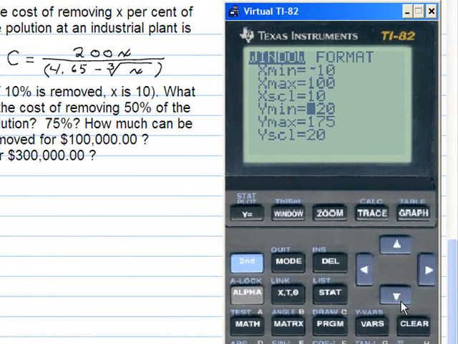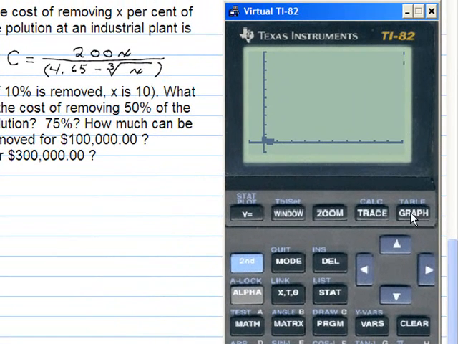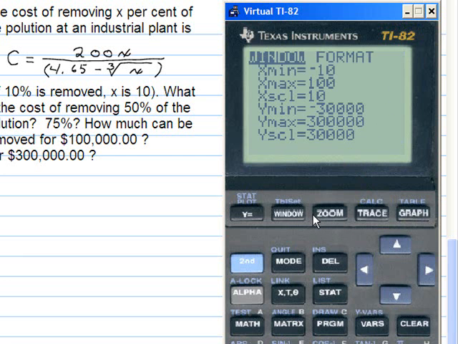I'll arrow down. The minimum, -30,000 to 300,000. And we'll mark it every 30,000 so that we don't get too many marks on the graph. That looks good, and we'll graph it. Well, we don't get much information early in the graph. Boy, that's really close. So I think our y-axis we've set too high.